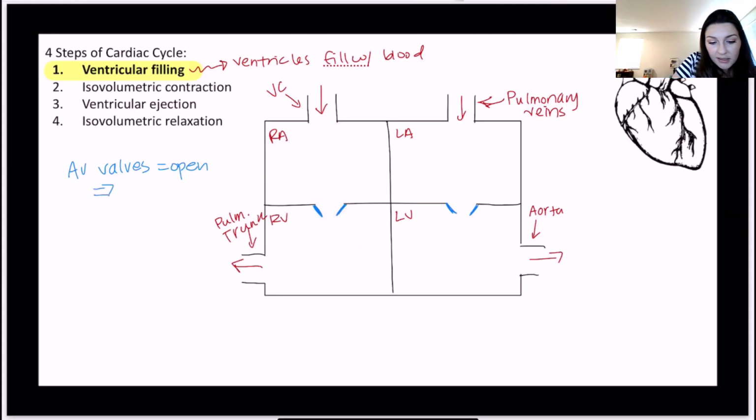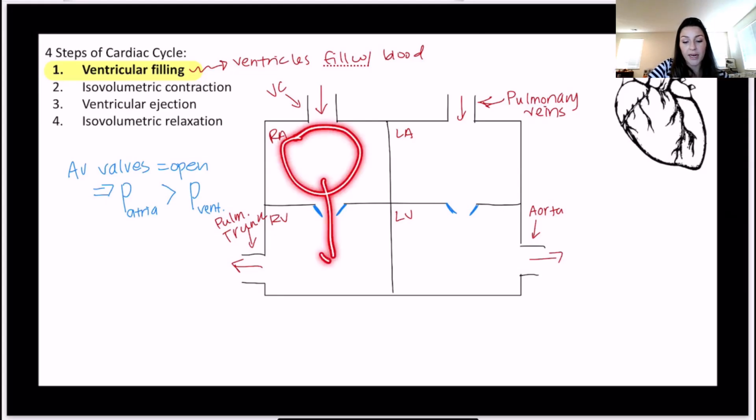And that's because the pressure, big P, in the atria is bigger than, or greater than, the pressure in the ventricles. The pressure in the atria is bigger than the pressure in the ventricles. That's why the valves are open. So the atria are so full of blood that blood has to flow and open those valves, okay?